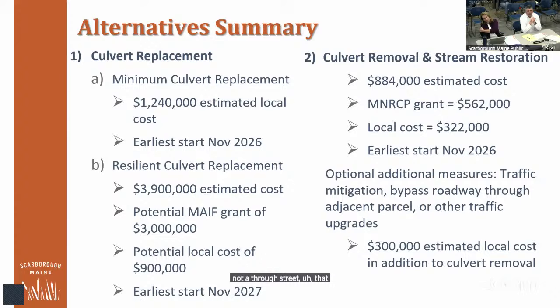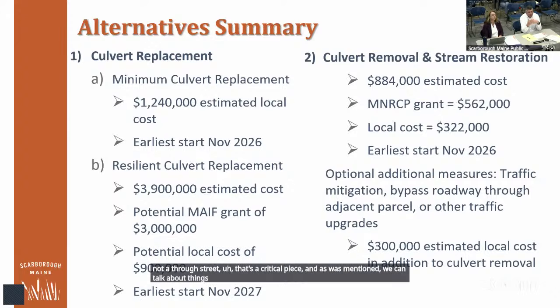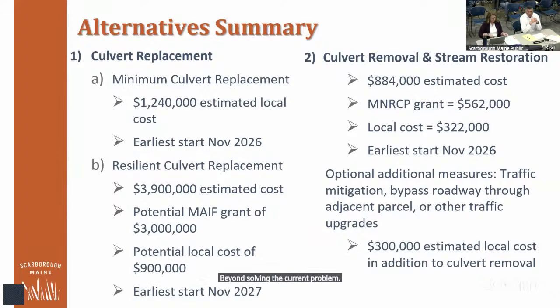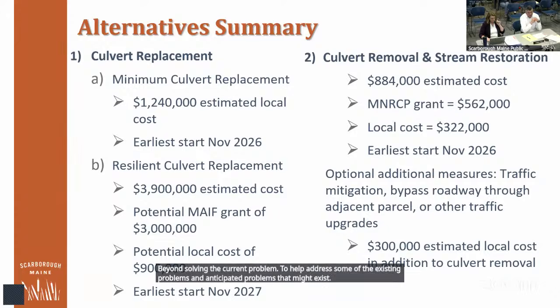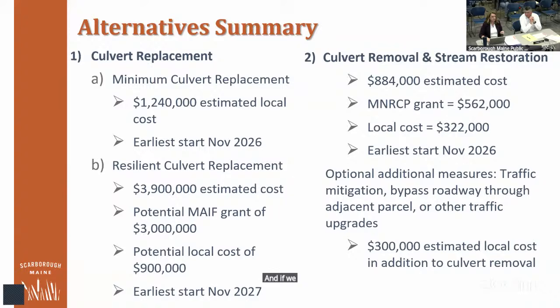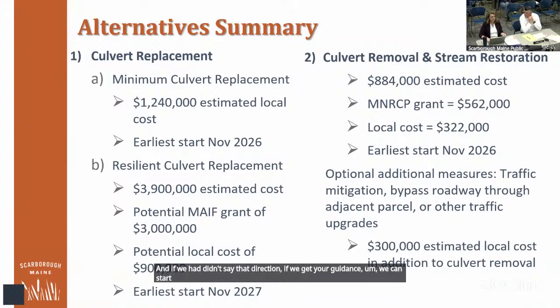That's a critical piece. And as was mentioned, we can talk about things on top of that, beyond solving the current problem, to help address some of the existing and anticipated problems that might exist. And if we head in that direction, if we get your guidance, we can start looking at putting things in place for FY27 to present some options.